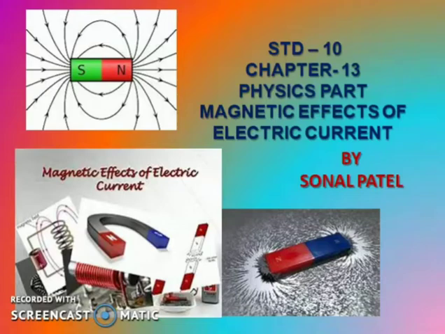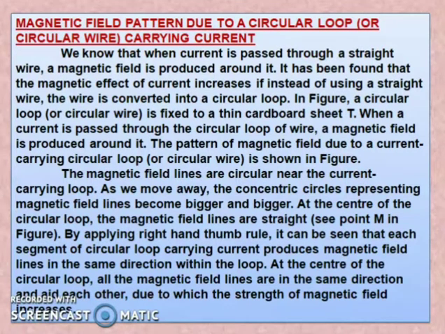Today we will see part 3 of chapter 13, physics part, magnetic effect of electric current. In this part we will discuss the second pattern, that is, the magnetic field pattern due to a circular loop carrying current. We know that when a current is passed through a straight wire, a magnetic field is produced around it. It has been found that the magnetic effect of the current increases if, instead of using a straight wire, the wire is converted into a circular loop.